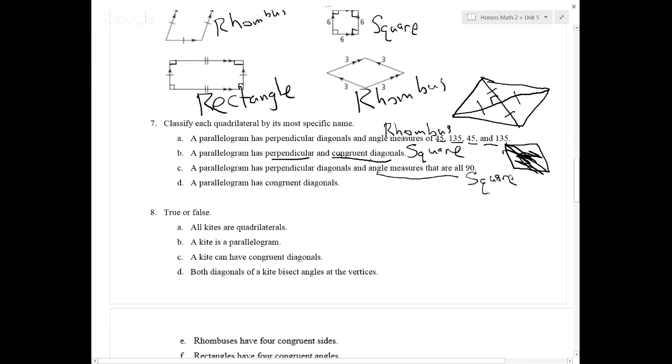For D, a parallelogram with congruent diagonals. As with part B, congruent diagonals give us a rectangle, nothing else. We have no property from a rhombus. We're going to stay there.